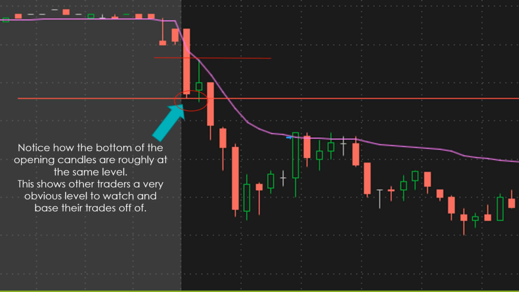And most of the time with fades, you see this major level here. And so it's just a very obvious risk level that you want to start watching if you do start to trade VWAP fades. Let's go over a few more examples here.